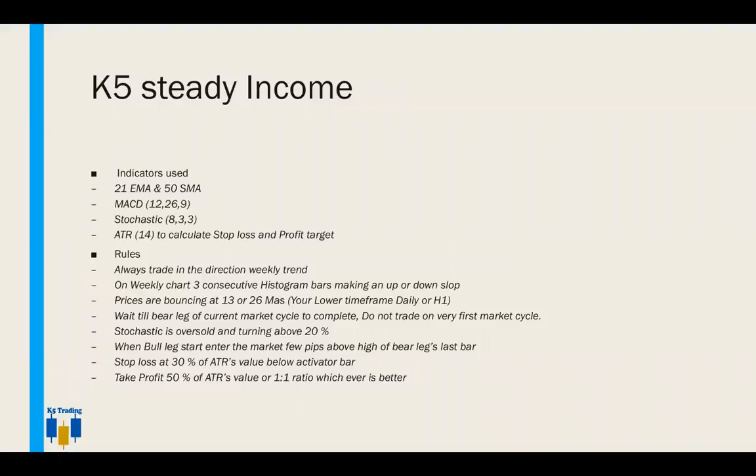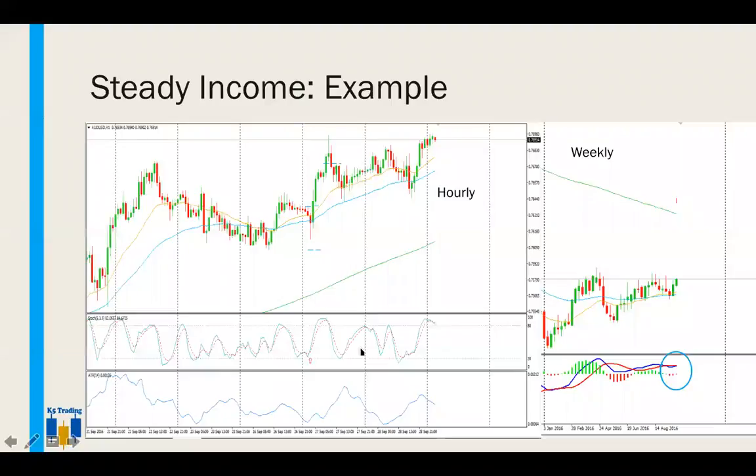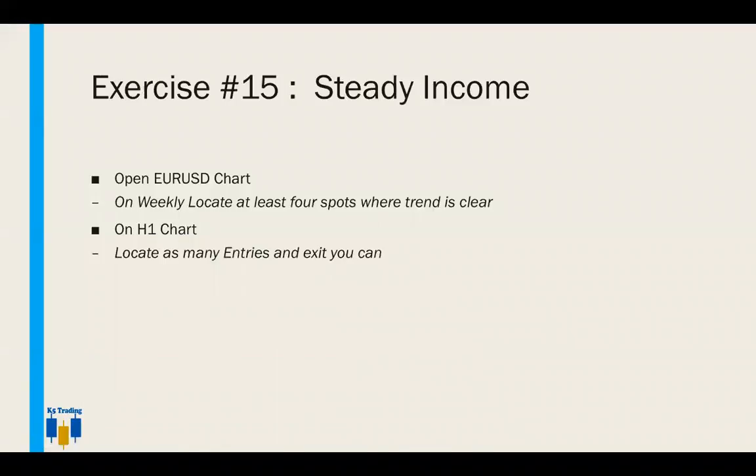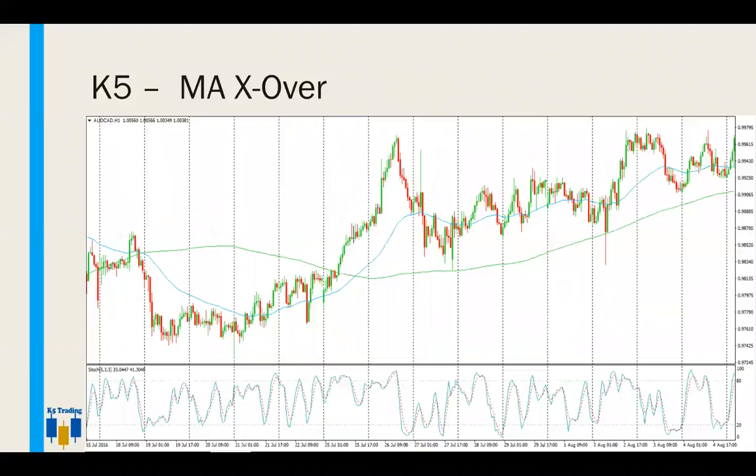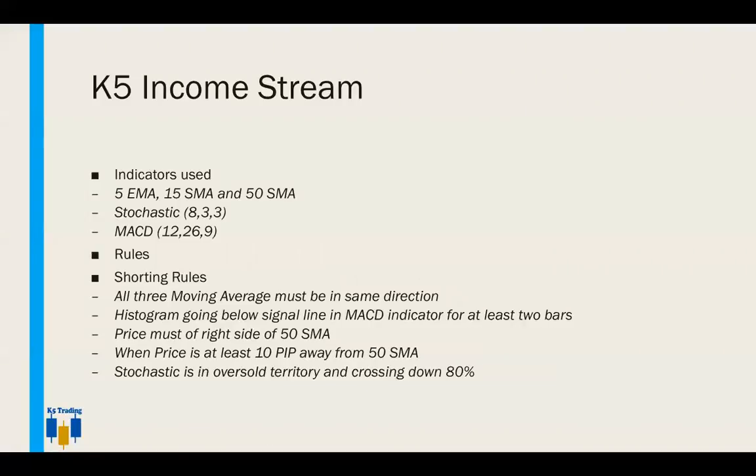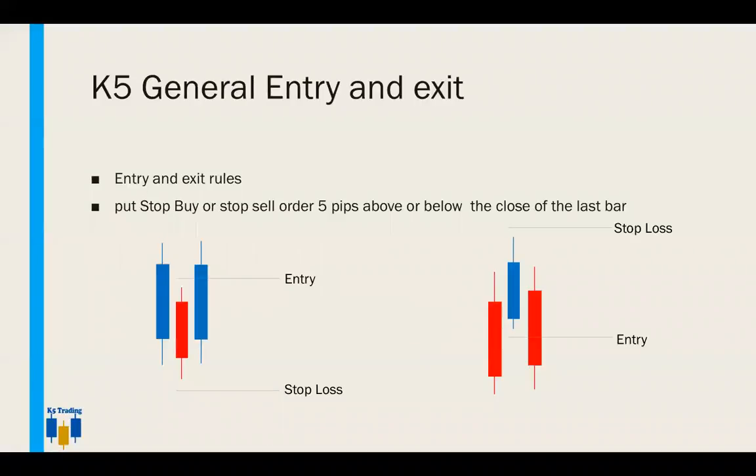So this is the K5 income stream. We have already seen that one. And this is how we see the weekly and those ones. So we don't need to go through this income stream again. We already seen the crossover, and we also see that it's the same one. Okay, for general entry and exit.